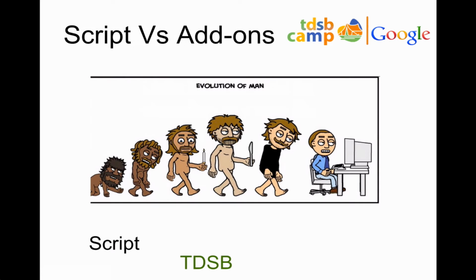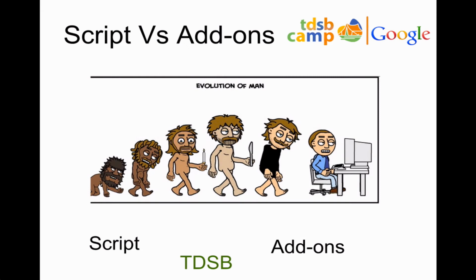Now, I have this idea of evolution here because Google Docs has evolved from the idea of adding scripts to what are now called add-ons. And that's a really recent thing that's happened. So what we used to call a script, a lot of scripts are now being ported over to what's called an add-on. And the TDSB is usually somewhere in the middle of this evolution. When Google turns something on quickly, we don't always jump on board right away. It seems to come a little bit later for us occasionally. So we're usually somewhere in the middle.